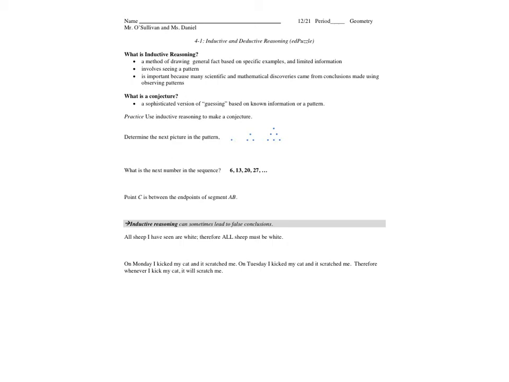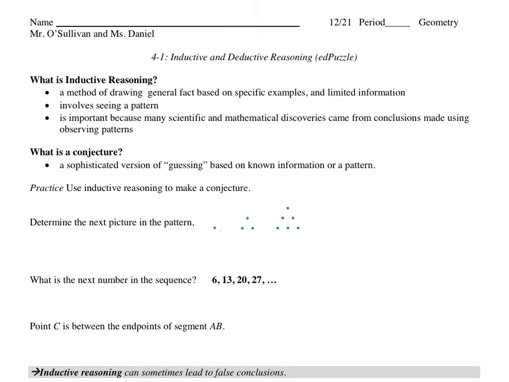Okay, before we begin, we need to go over a little about what inductive and deductive reasoning is. Inductive reasoning is a method of drawing general facts based on specific examples and limited information. It involves seeing a pattern, and math is all about patterns and relationships. We like to see what's going to happen next, and plug in things and see what happens when we plug them in.